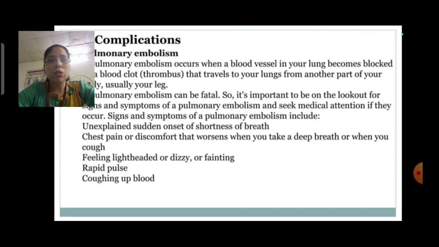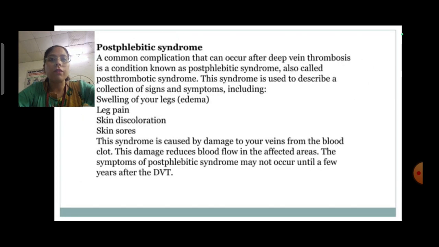Signs and symptoms of a pulmonary embolism include unexplained sudden onset of shortness of breath, chest pain or discomfort that worsens when you take a deep breath or when you cough, feeling lightheaded or dizzy or fainting, rapid pulse, or coughing up of blood.